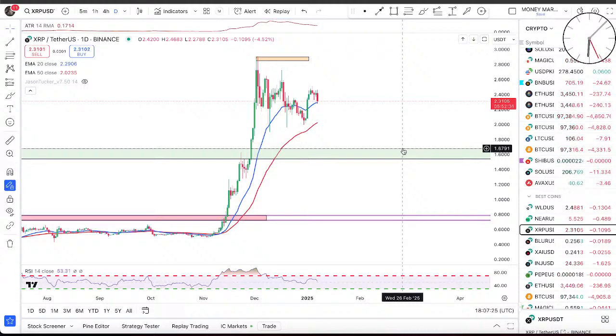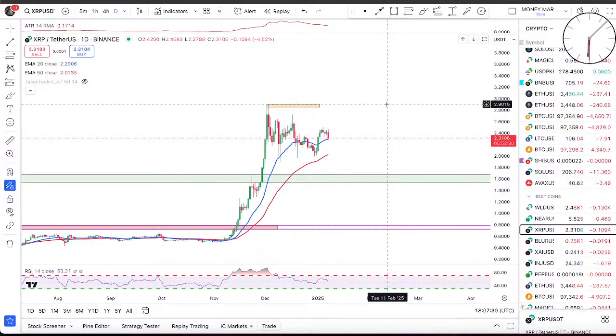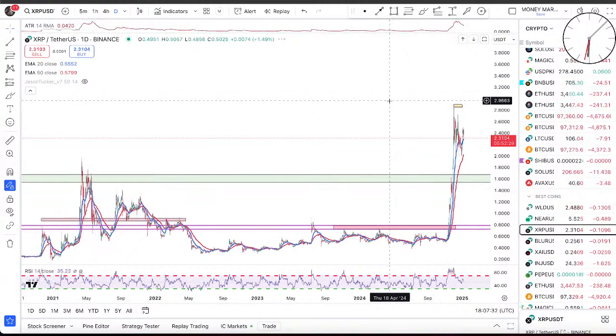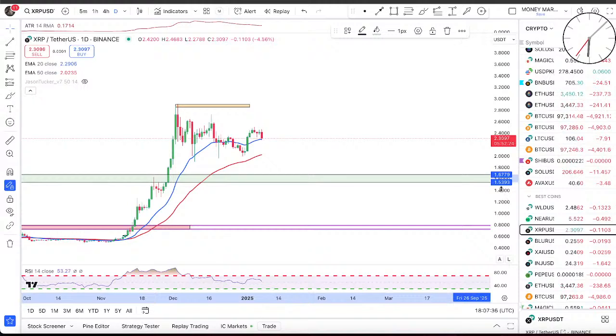XRP in the long term is going to push up. That is very likely. Well, it did go up to $3. Yeah, XRP is going to push up. If you want to buy again, buy here again at $1.5 to $1.6.